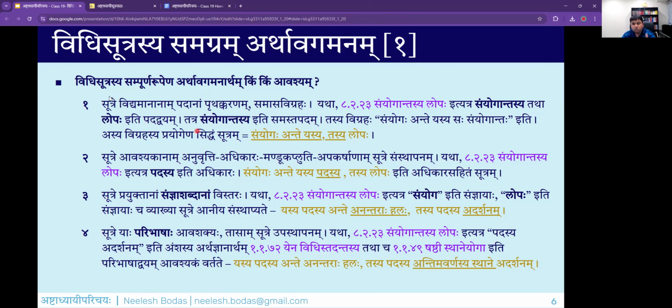So in this way, Vidhisutrasya Sampurna Rupena Arthavagamanaartham Kim Kim Avashyakam iti chet: पदविग्रह समास विग्रह अनुवृत्ति अधिकार इत्यादीनां सूत्रे संस्थापनम्, संज्ञा शब्दानां विस्तरः, तथा च परिभाषाणां प्रयोगेण उचितस्य शब्दस्य स्थापनम्. All this gets done, and finally the sentence for sanyogantasya lopaha, the sentence that is created is yasya padasya ante anantaraha halaha tasya padasya antima varnasya sthane adarshanam.